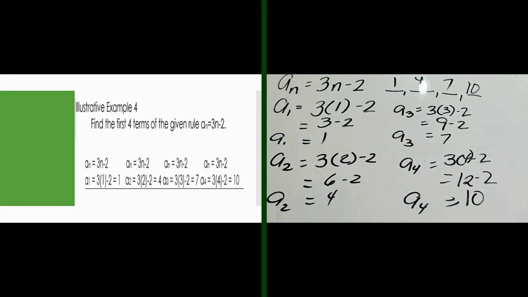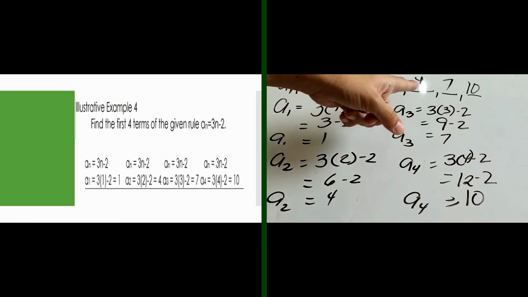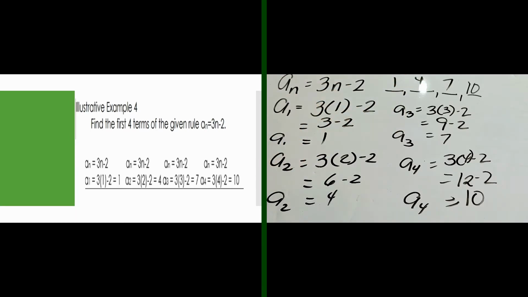Now, this is how you're going to deal with this. Or, if you can get 1 and 4, then you're going to take a look. I'm just going to add 3. So, 1 plus 3 is 4, plus 3 is 7, plus 3 is 10. So, it's okay with me.